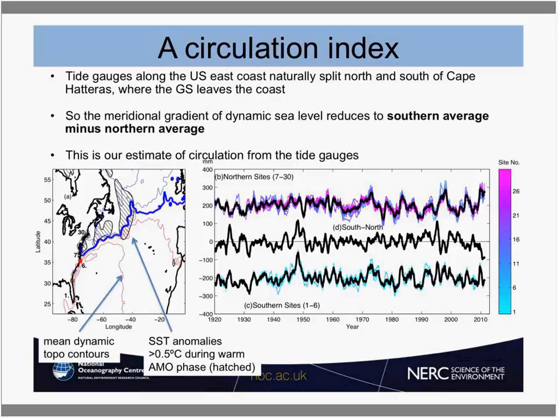So you've got this composite, which is what's shown in the lines on the bottom right of this figure. You've got the sites which are sites 1 to 6 on the map on the left-hand side, and sites 7 to 30, which is the top line on the bottom right figure. You see this kind of breaking of correlation between the tide gauges on either side of it. For our estimate of the circulation, we take the difference between the south minus the north, and that's the center line on this right-hand figure. This is our index of circulation that we think is the best using these tide gauges.